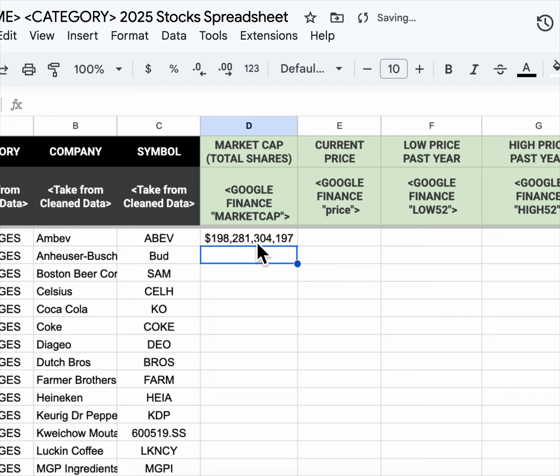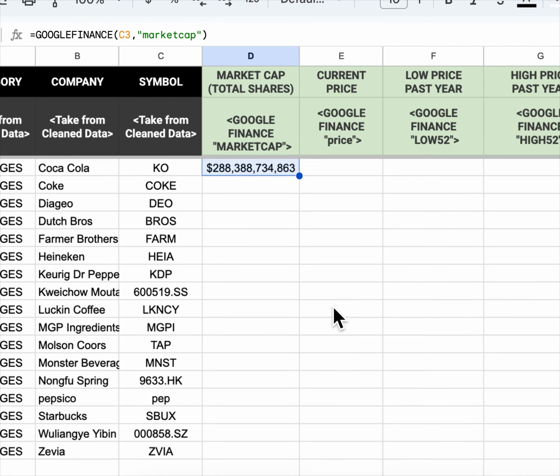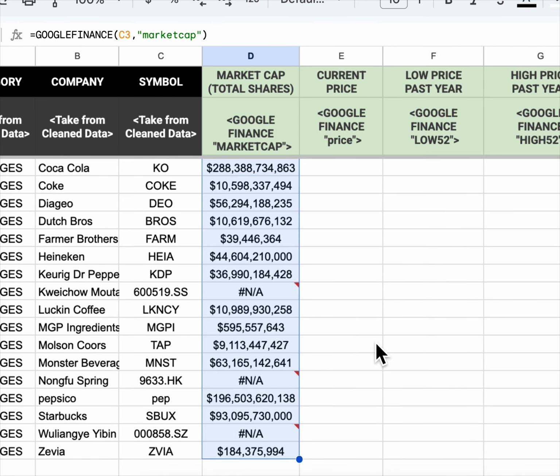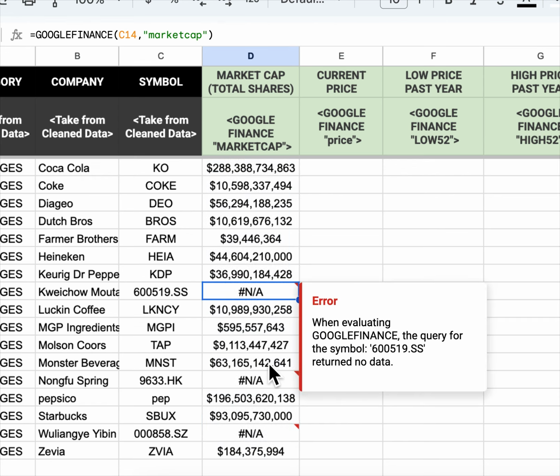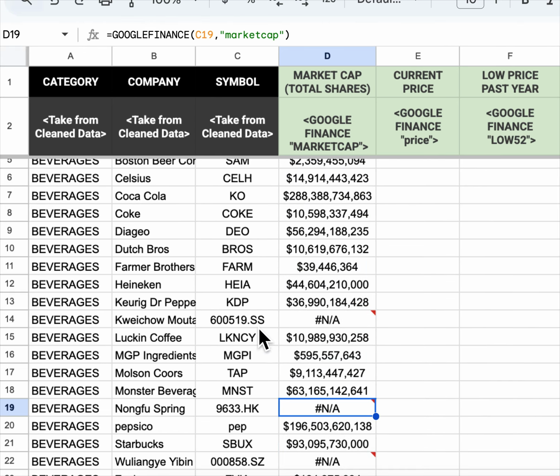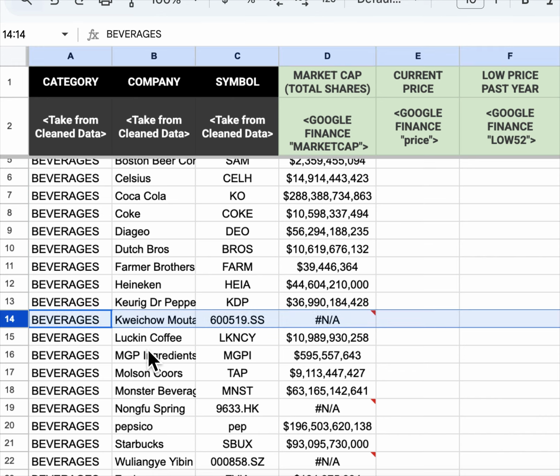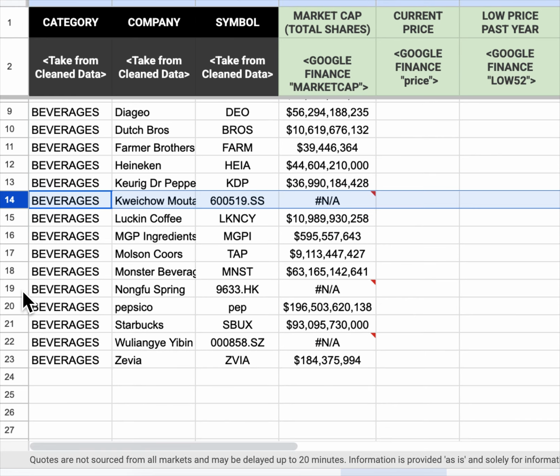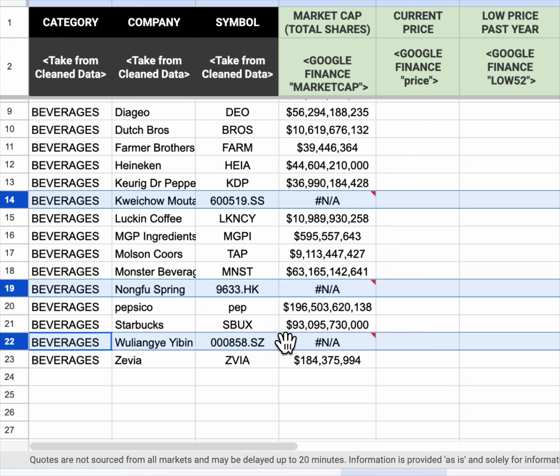Enter. Okay, great. Now it didn't autofill it, but if you click that blue dot, you can drag it down, and we can drag it down all the way through. All right. Now you'll notice there's a few here that I'm getting errors for, and that's because that type of symbol shows that it is not a type of stock you can buy in the US. So these companies here, here, and here are from China.